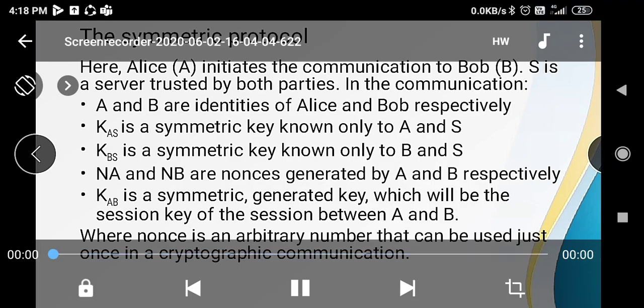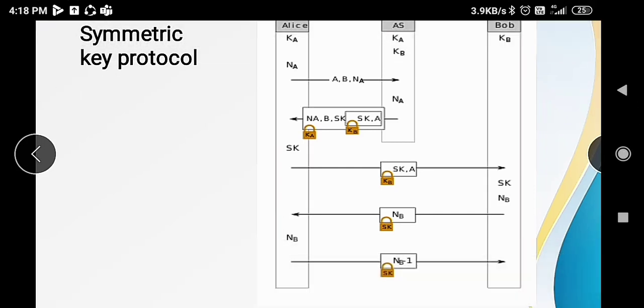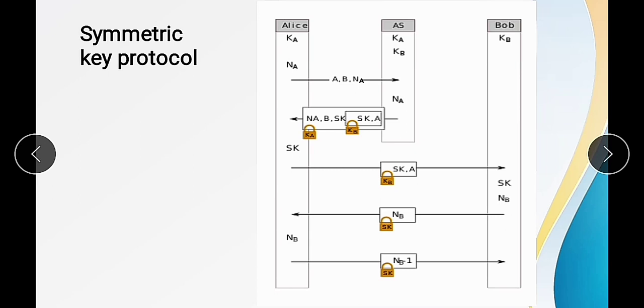Now, okay, this is another diagram to show the working of the symmetric key protocol. We can easily understand this diagram. Here also we have two users, Alice and Bob, and a server, that is AS. Initially Alice sends a message to the server for communication with Bob, and for that she sends the message A, B, NA, and the same steps mentioned in the previous slide can be used to understand this diagram and to establish the communication between A and B. Okay, so we can skip this diagram here.